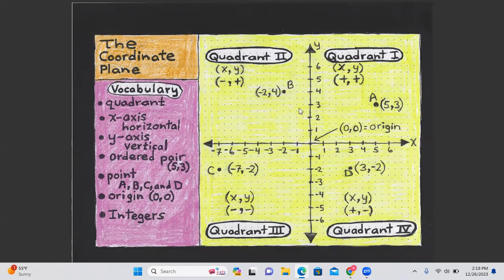This is quite a bit of information I've given you, so it would be a good time to pause the video and take a look at what I've just introduced to you, or you can replay the video as many times as you need to in order to gain a deeper understanding of this concept.